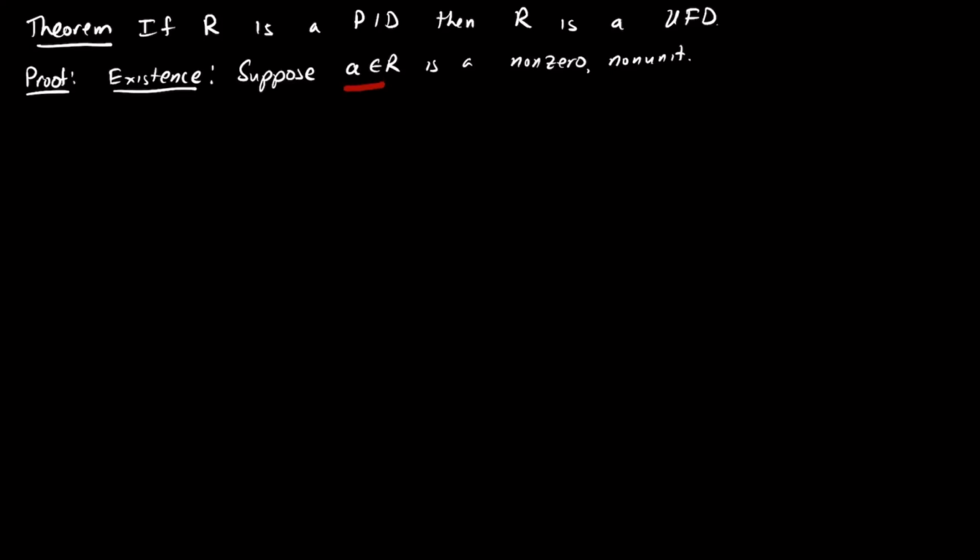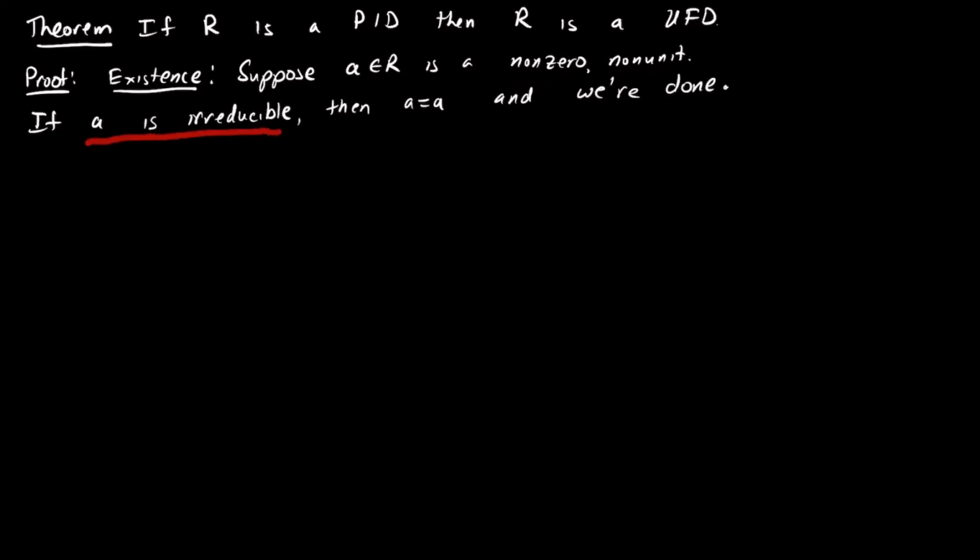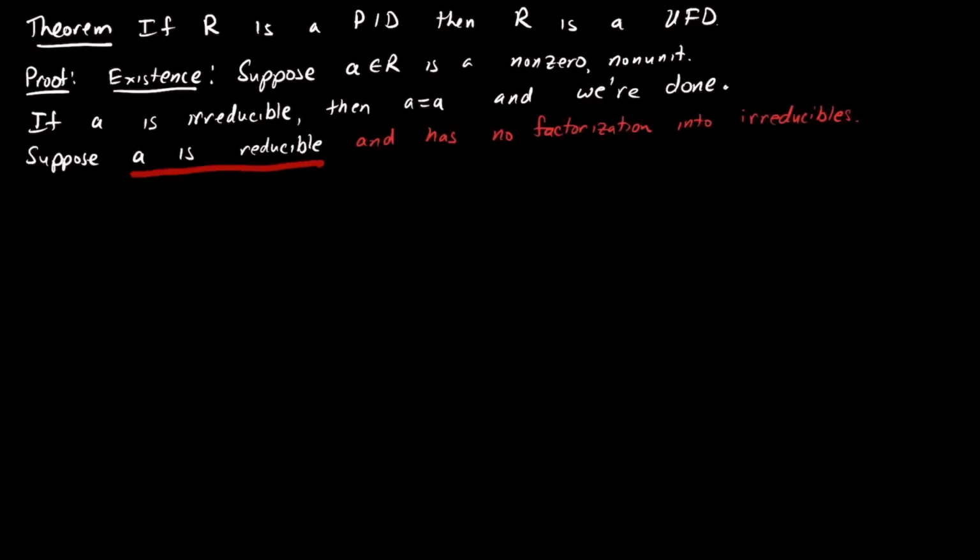I'll suppose that A is an element of R and A is non-zero and not a unit. Okay, the first case to consider is if A is irreducible. Well, if A is irreducible, then A is equal to A and we're done. We have a factorization of A into irreducibles, namely A is equal to A. So we'll assume that A is reducible. And what does reducible mean? That means A can be written as A1 times B1, where A1 and B1 are not associates of A and not units, right? And we'll assume that A has no factorization into irreducibles.